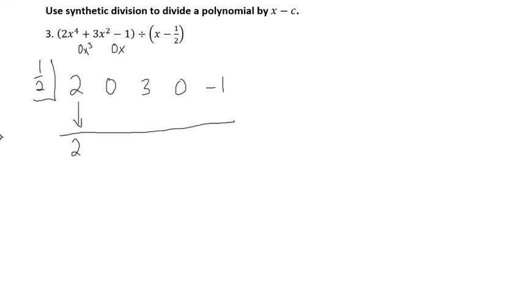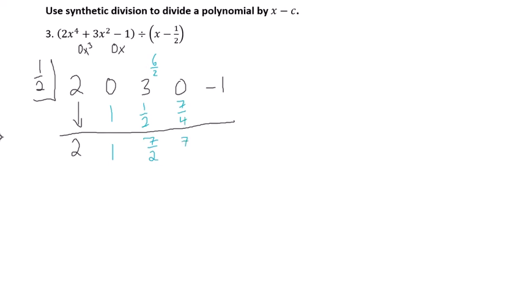Drop that 2 down. Half of 2 is 1. 0 and 1 is 1. Half of 1 is 1/2. 3 plus 1/2. Again, you could look at 3 as 6/2. So that's 7/2. Half of 7/2 is 7/4.